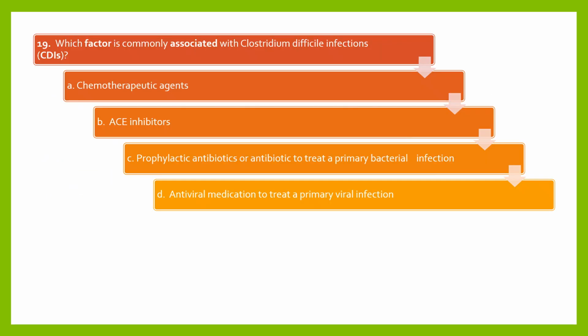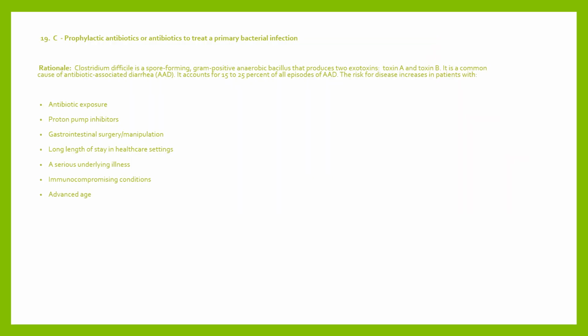Question 19. Which factor is commonly associated with Clostridium difficile infections? A. Chemotherapeutic agents. B. ACE inhibitors. C. Prophylactic antibiotics or antibiotics to treat a primary bacterial infection. Or D. Antiviral medications to treat a primary viral infection. The answer is C. Prophylactic antibiotics or antibiotics to treat a primary bacterial infection.